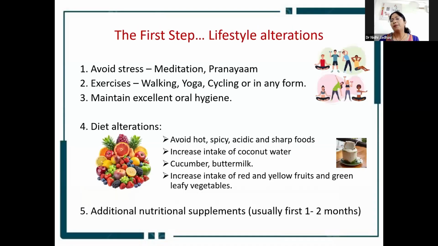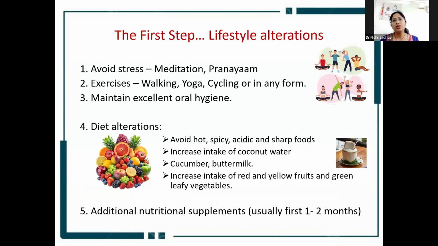Now, this is a very important part in the beginning of the treatment planning, that the lifestyle alterations. So, we have to convince our patients to avoid any kind of stress. And in this, meditation and pranayam help a lot. Any form of exercises, because it boosts up our immune system in the right way. Then maintaining good oral hygiene, because there are a lot of studies which relate microbial flora with the oral lichen planus.